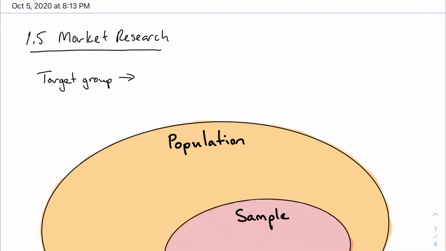So in 1.5, we're talking about market research. And market research is kind of going in line with our statistics focus in this chapter. It's a way for businesses to determine the viability of a product. So that could be things like in terms of price, right?